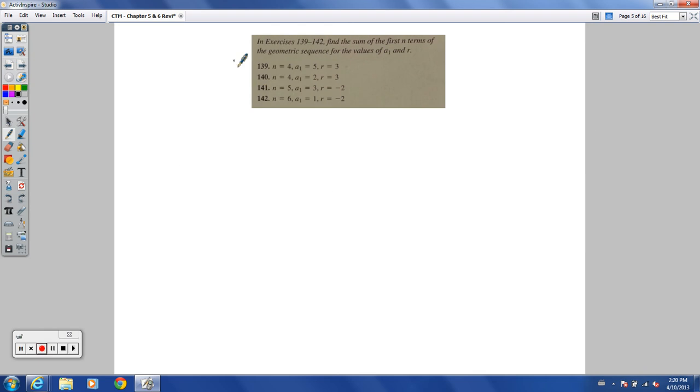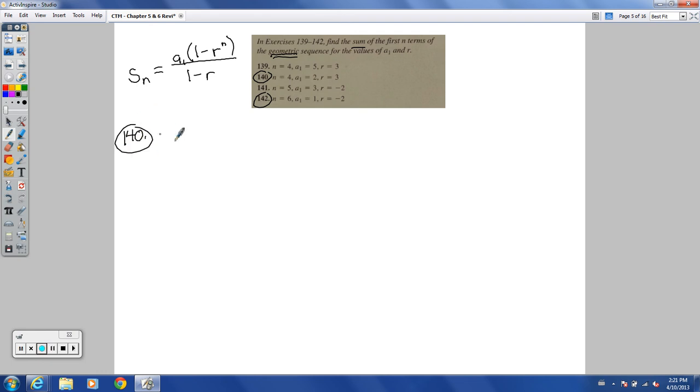Let's move on to 140 and 142. Find the sum of the first n terms of the geometric sequence for the values of a1 and r. This is a geometric sequence. We're talking about sums now, so we're going to use that formula for the sums of geometric sequences. And I meant to write an S there, sorry. So the sum of the first n terms for a geometric sequence, we take that first term and we multiply that by the quantity of 1 minus r to the nth power, like that, and then we divide all that by 1 minus r.